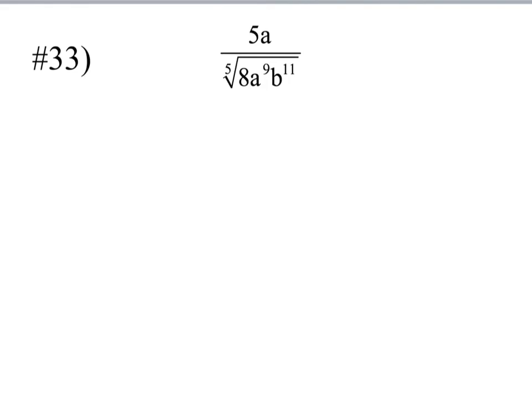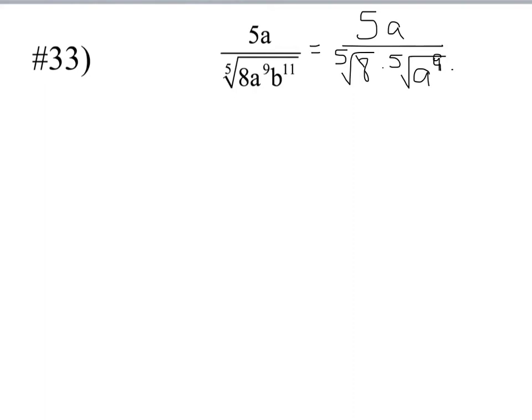Last one. Let's simplify first. The 5th root of 8, we can't do anything with. The 5th root of a to the 9th. So let's go ahead and split this up a little bit so you're looking at it as separate pieces. The 5th root of 8, can't do anything with that. The 5th root of a to the 9th, that's a 9.